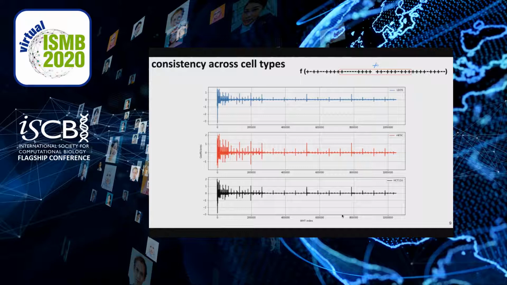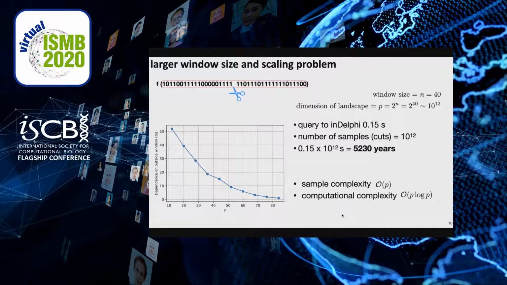But what if we want to look at a larger window size around the cut? And really the question is, what window size should we look at? In order to address this question, we have the plot on the left. So the plot on the left tells us that one needs to look at a window size of at least 40 in order to reduce the effect from the sequence outside the window to below 20% in the worst case.